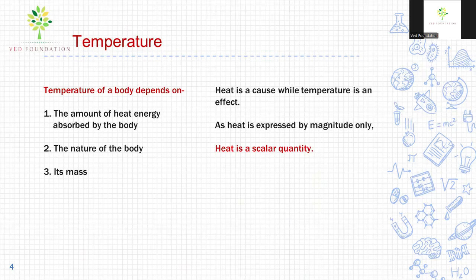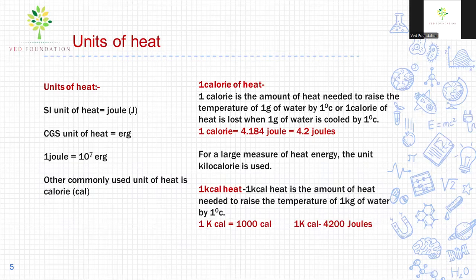Temperature. The temperature of a body depends on three factors. First, the amount of heat energy absorbed by the body. Second, the nature of the body. And third, the mass of the body. Heat is a cause while temperature is an effect. As heat is expressed by magnitude only, heat is a scalar quantity.